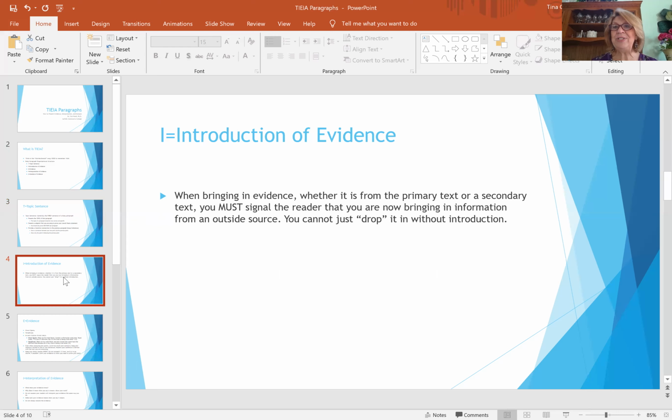I, introduction of evidence. We will talk in a moment about what evidence is, but whenever you are bringing in a voice other than your own, some outside voice, whether it be from your primary text or your secondary text, you must signal the reader somehow that you are now not speaking and you are bringing in a voice from another source. We do this through language by introducing the evidence and signaling the reader that something new is about to happen.